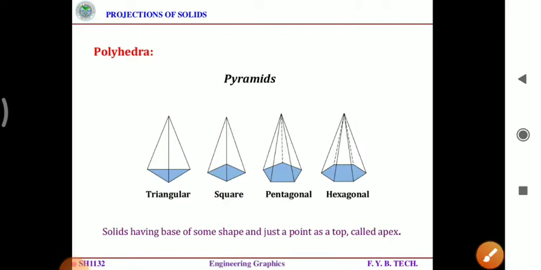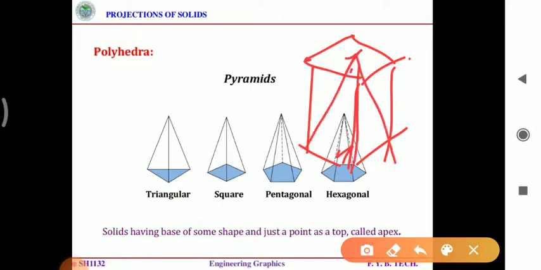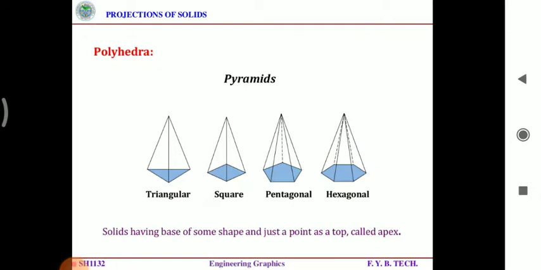Suppose if I draw here, this is a square prism. This bottom is a square shape, but here it is meeting at a point, the apex. So is it a triangle? Is it a rectangle? In that way, these are the triangular pyramid, square pyramid, pentagon pyramid, hexagon pyramid, and these pyramids are there for your syllabus, up to hexagon pyramid, not octagon.